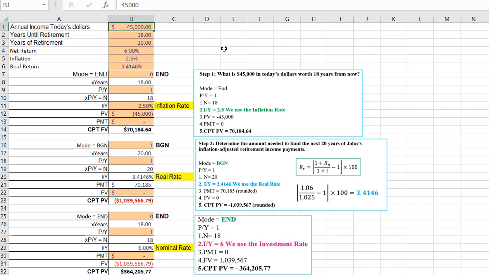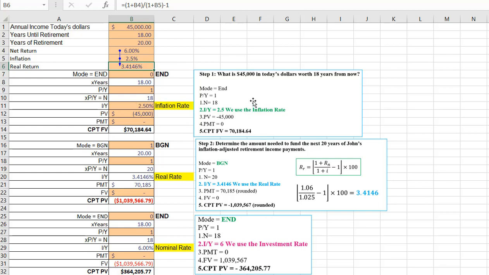So the annual income in today's dollars is $45,000. That's what we want to preserve in terms of purchasing power, but we're not planning on retiring for 18 years from now. Then we're planning to retire for 20 years. Our interest rate that we can earn, net return on our investments, net of fees, is 6%. Inflation is 2.5%. So the real return is 3.4146%, which is 1 plus the net nominal return divided by 1 plus inflation, minus 1.